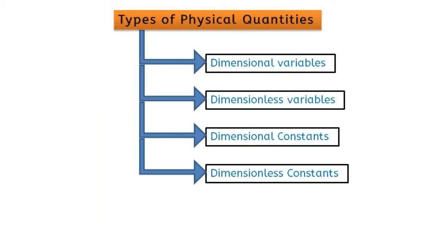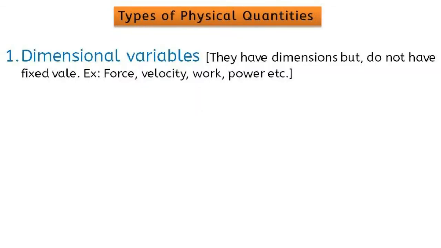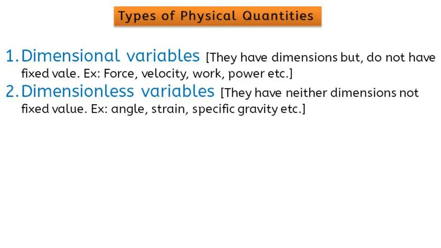Physical quantities can also be classified based on the dimensions as dimensional variables, dimensionless variables, dimensional constants and dimensionless constants. Dimensional variables have dimensions but do not have fixed value. Example, force, velocity, work, power, etc., whose value changes with respect to time but dimensions remain the same. Dimensionless variables have neither dimensions nor fixed value. Example, angle, strain, specific gravity, etc.